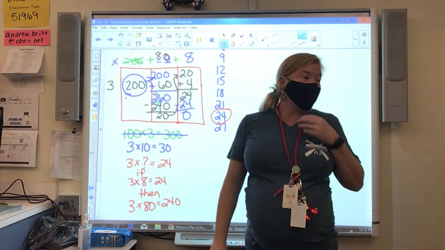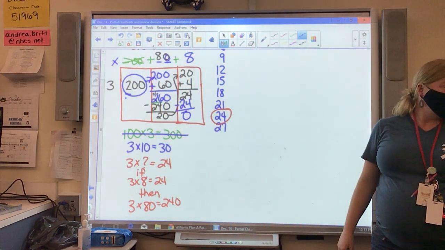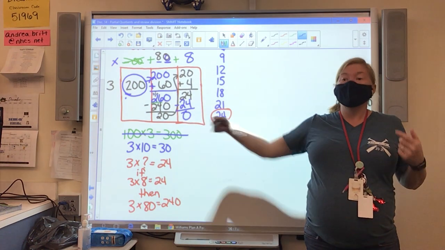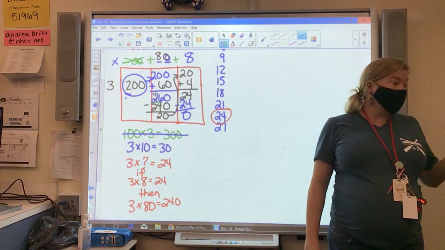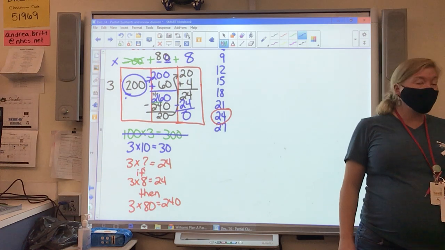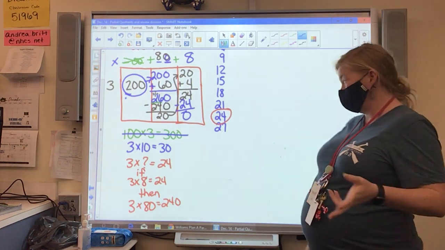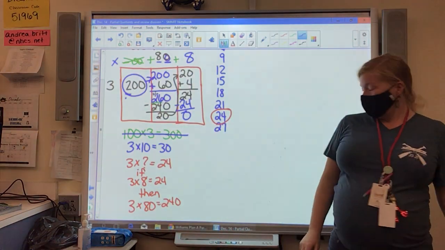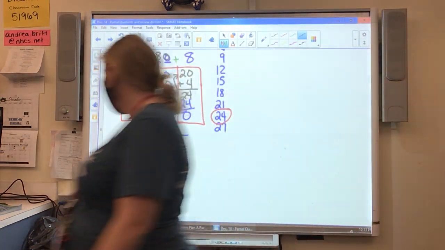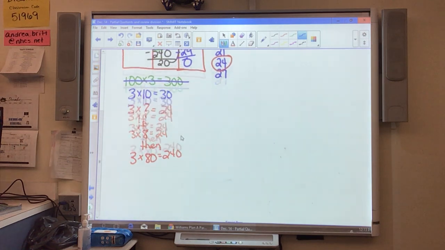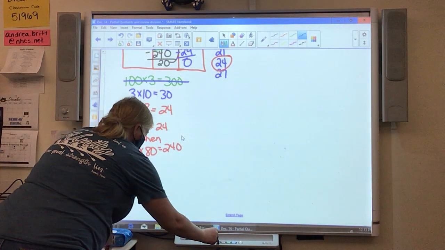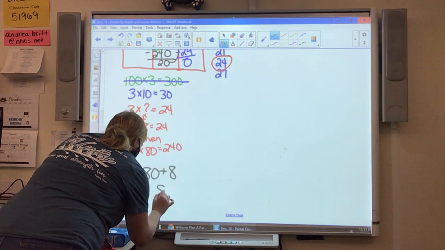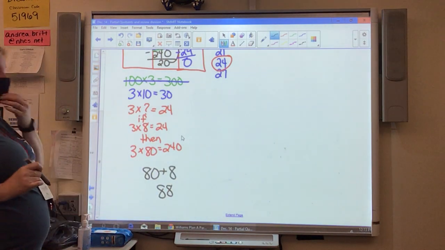For right now, what do we want our final answer to be? We want to get to 0 right now, because when we get to 0, we know we're done because we're not dealing with remainders yet. Okay? What do I do with these numbers on top? Add them together. So I've got 80 plus 8. So my final answer should be 80 plus 8 is 88.